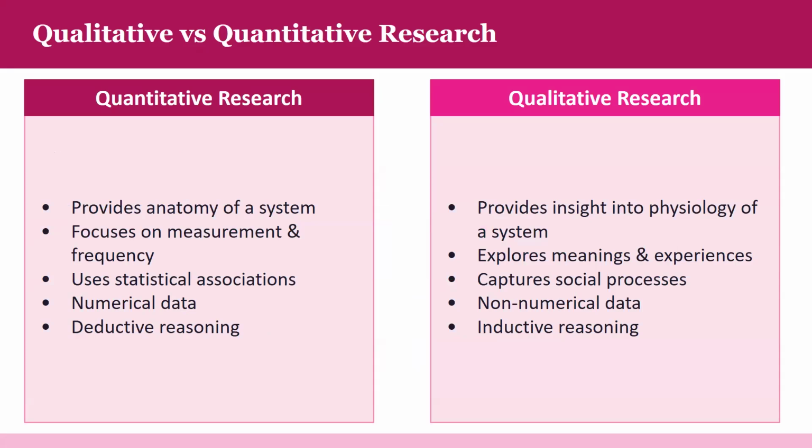We will start by defining the two researches. The quantitative research provides the anatomy of a system. It focuses on the measurement and frequency, uses statistical associations, numerical data, and uses the deductive reasoning. While qualitative research provides insight into the physiology of the system and explores meanings and experiences, captures the social processes, and uses the non-numerical data and uses inductive reasoning.